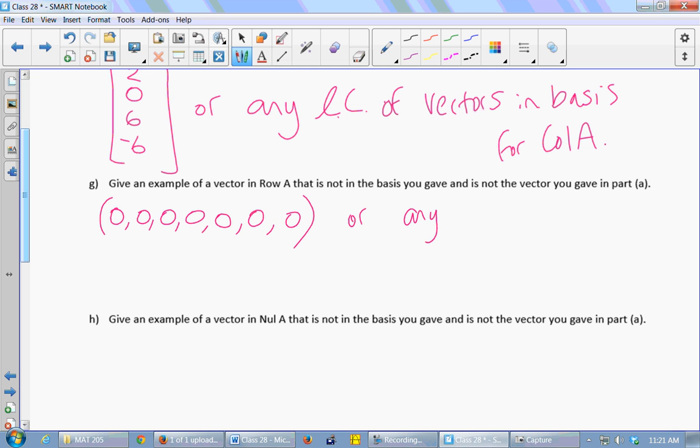Or any linear combination of vectors in the basis for row A.